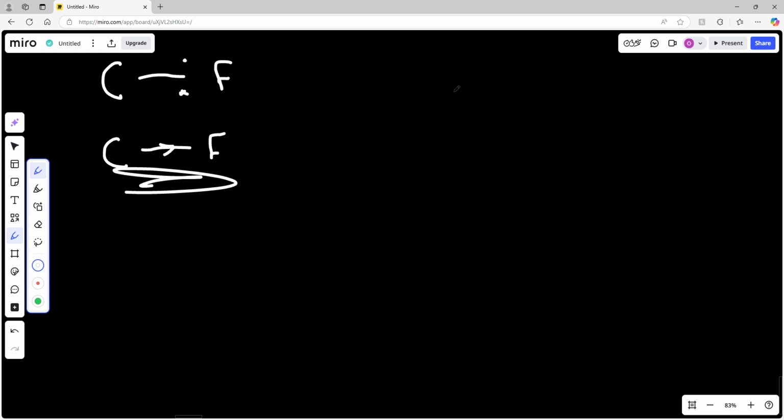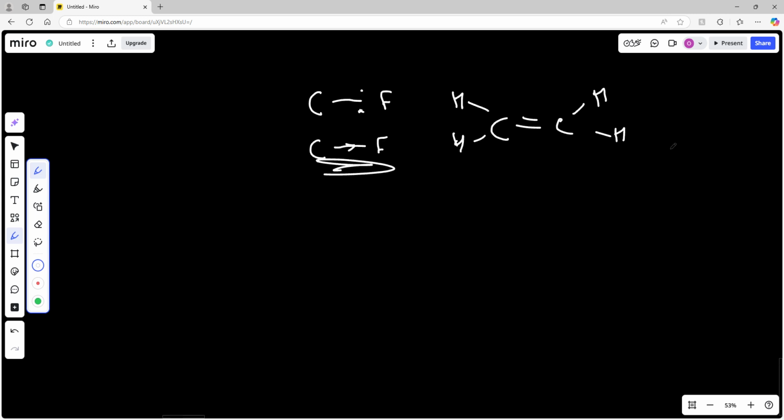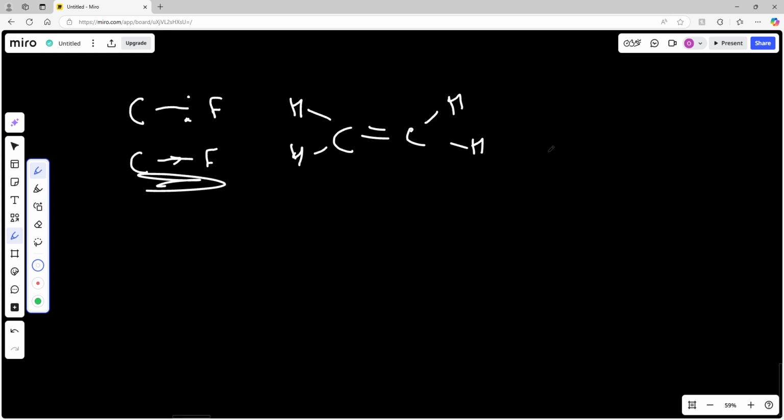So let's take a look at the most simple alkene. We've got ethene or ethylene. So 4 hydrogens, 2 carbons, and a double bond in the middle. Okay, so let's look at the halogenation of ethene. If we add hydrogen bromide, we obviously form, I'm going to write this shorthand, CH3 CH2 Br. Okay, so let's just quickly look at the mechanism for that.